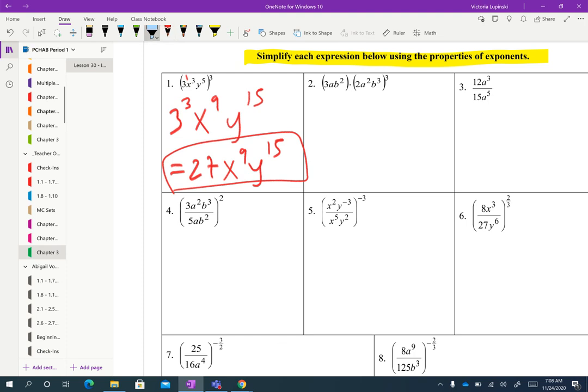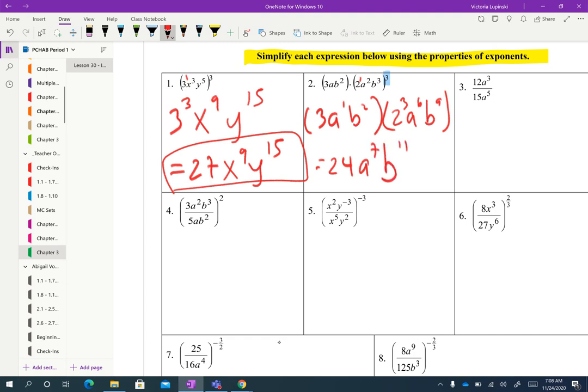So in number 2, before you can go ahead and combine anything using multiplication, you have to use that cube there. And remember, of course, this is 2 to the 1st. So this would turn out to be 3a to the 1st, b squared. This would turn out to be 2 cubed, a to the 6th, and b to the 9th. You're going to multiply. So then 2 to the 3rd is 8 times 3 is 24. Add up the a's to the 7th, add up the b's to the 11th.